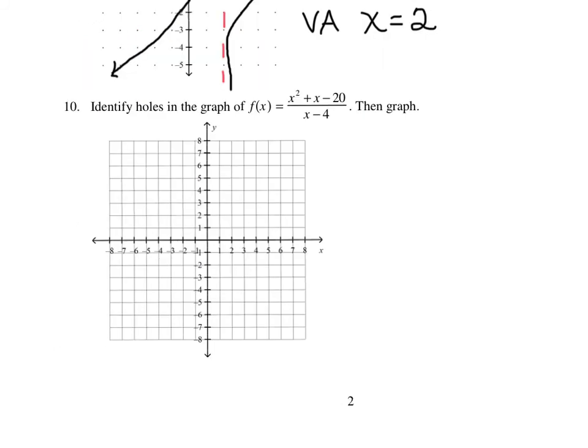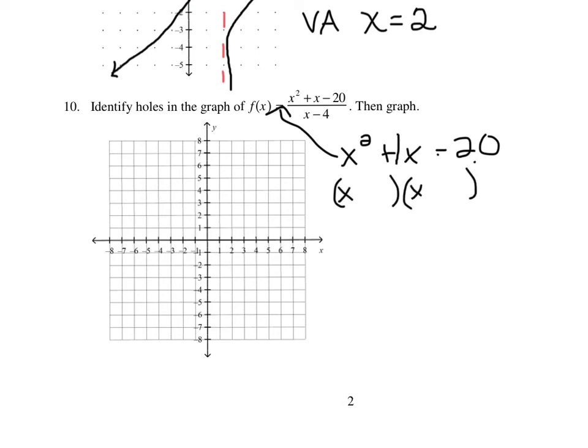Alright, the last one starts out the same as number 9. We need to factor the top. So we have to find the factors of 20 that subtract to give us 1. The factors of 20. I'm going to go with 4 and 5. If we do 5 minus 4, that'll give us positive 1. So I'm going to write that over the x minus 4. And if you notice, we have the same factor on top and bottom. On the last problem, that didn't happen. But in this problem, we have an x minus 4 on top and an x minus 4 on bottom. So those are going to cancel out.